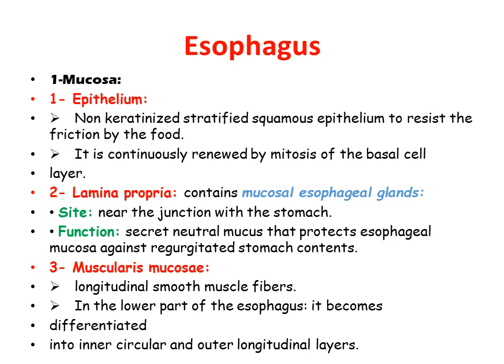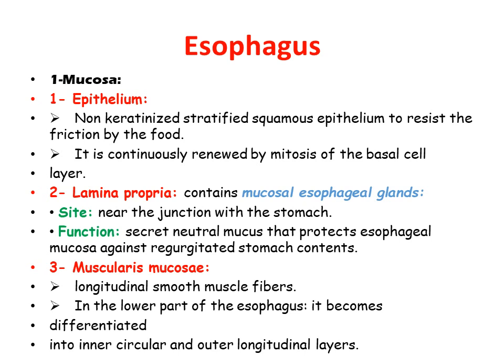The esophagus is similar to what we discussed in the review of GIT histology. It contains mucosa, submucosa, muscular layer, and adventitia or serosa. The epithelium of the esophagus is non-keratinized stratified squamous epithelium to resist the friction of food, and is continuously renewed by mitosis at the basal cell layer. The lamina propria contains mucosal esophageal glands.